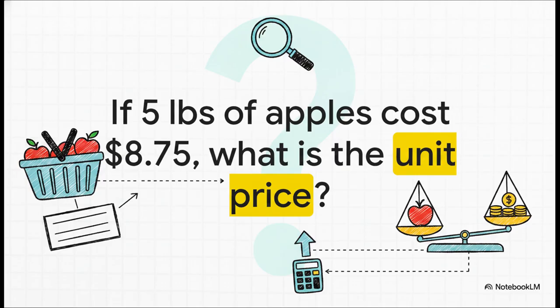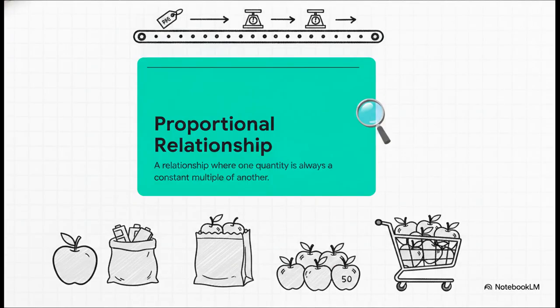To crack this mystery, we need a very specific mathematical tool. And that brings us perfectly to the proportional relationship. Simply put, this is a relationship where one quantity is always a constant multiple of another. In our grocery store scenario, it just means the rate, the price per pound, stays exactly the same no matter how many pounds you toss in your cart. Whether you're buying 1 pound, 5, or 50, that underlying multiplier never changes.